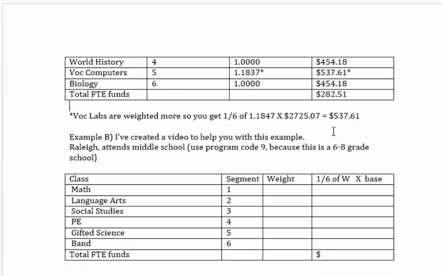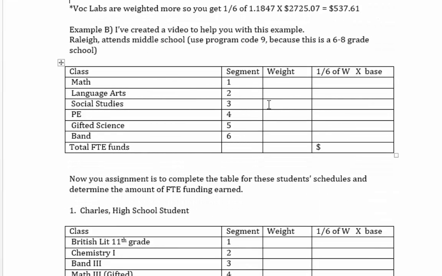Now what I want you to do is stop and look at a student here. Here's a student named Raleigh. She attends middle school, so we're going to use program code 9 because this is a 6th to 8th grade school. I want to show you how the weight is determined, and we're going to put in the weight and multiply it times the base right here and come up with what that segment would earn.